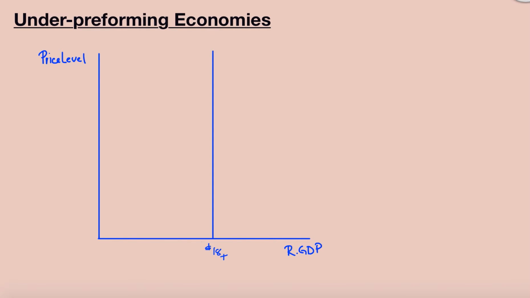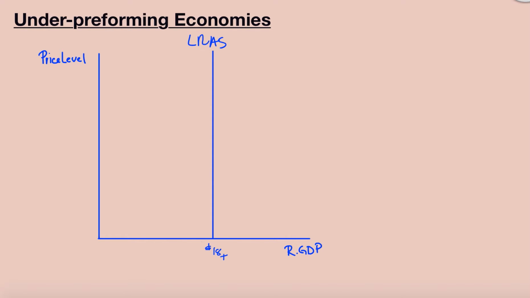In this video, we'll look at an underperforming market. So if our full employment level of real GDP is pegged at $18 trillion and we have a market that is underperforming, what does that mean? Well, let's look at our long-run aggregate supply curve.